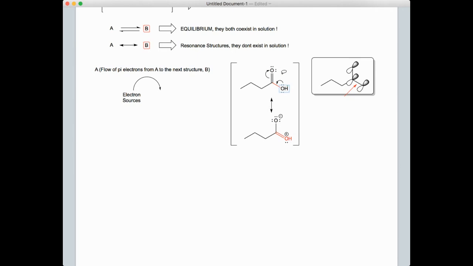Now to go from this structure to the one on top, you will have to bring this lone pair over here to form the pi bond, and this pi bond you will have to bring to the oxygen to break that pi bond, and then the formal charge will be back to neutral. Okay, any questions?